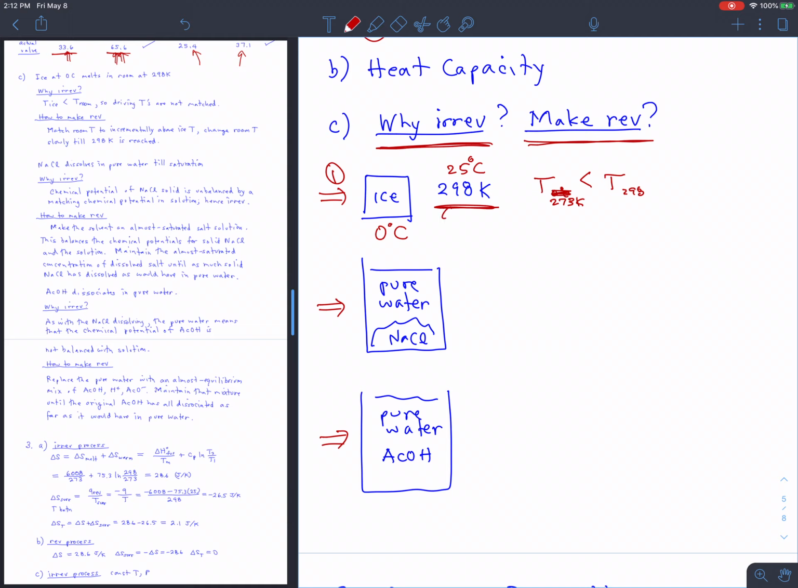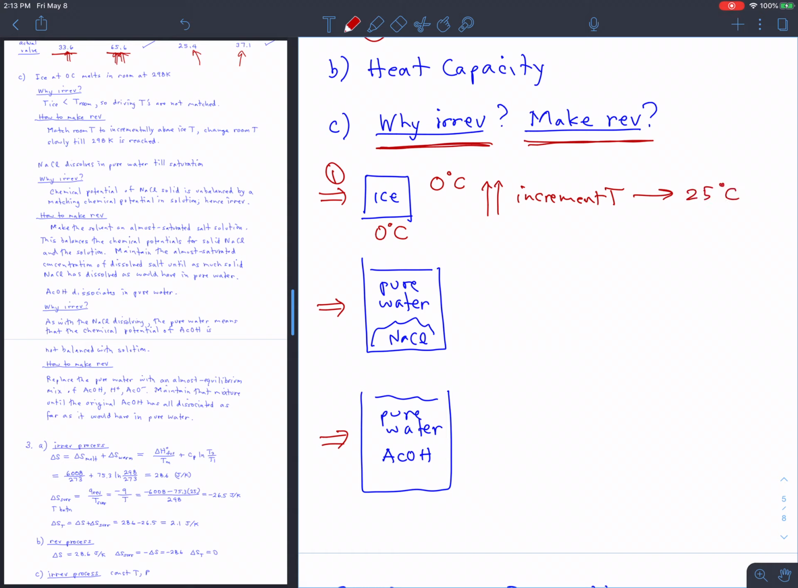Well, I'd have to change the surroundings, right? The room here is the surroundings, to some sort of situation where the forces are balanced at all points, and that means I've got to make these surroundings, the room temperature, match the temperature of the ice at first, and then slowly increment the temperature of the surroundings upwards. So I've got to start at 0 degrees C and then slowly increment the temperature upwards until I reach the final temperature that I want, which would be 298 K or 25 degrees C.